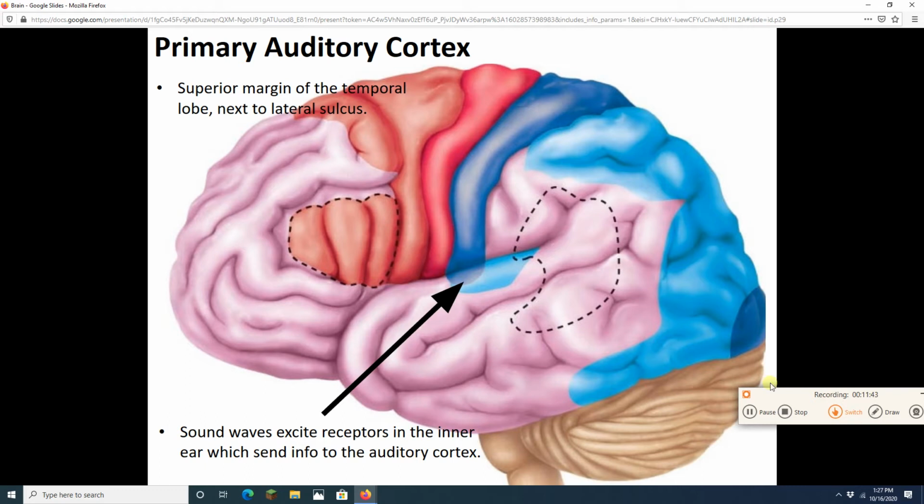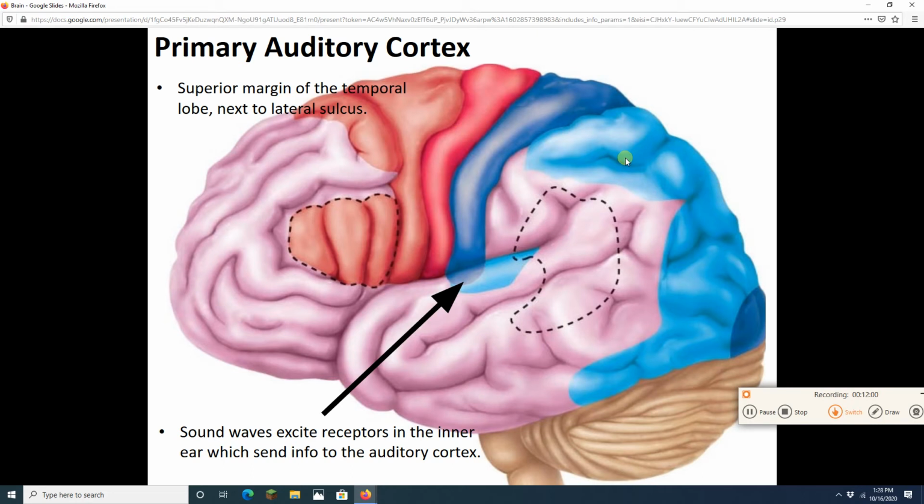Done with the parietal lobe. Zipping our way into the temporal lobe. In the temporal lobe, right up here, near that lateral sulcus, so the superior margin of the temporal lobe, we're going to have our primary auditory cortex.